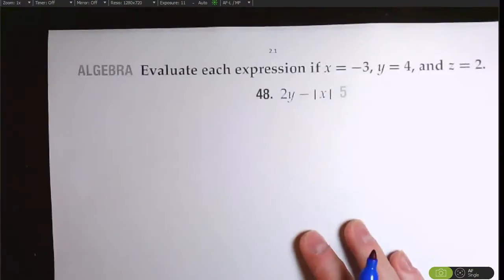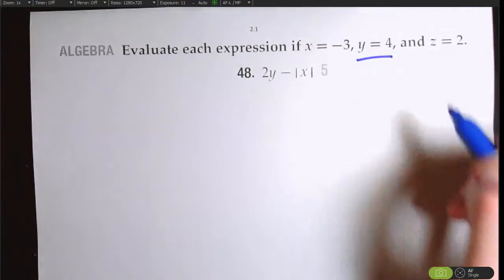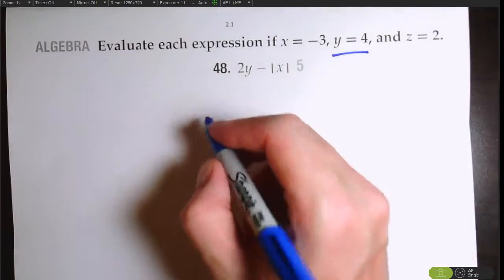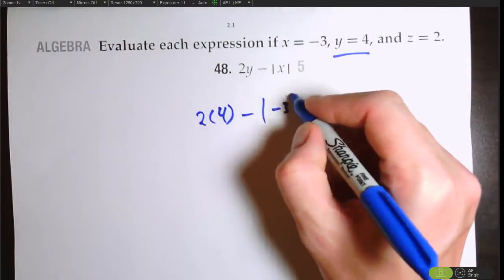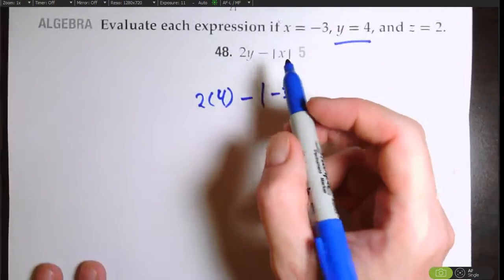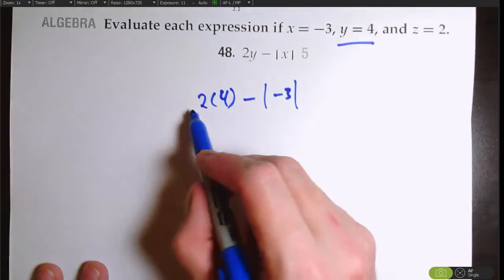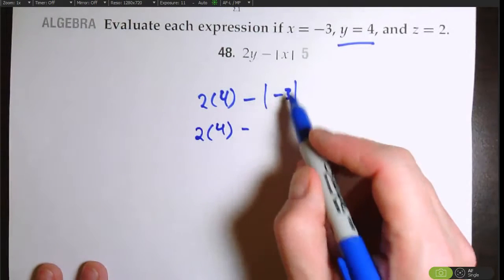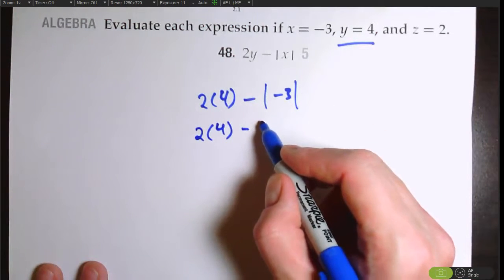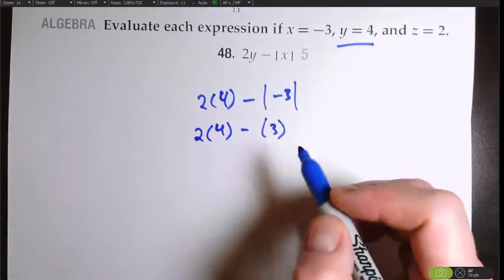And then last but not least, number 48. Evaluate the expression 2y minus the absolute value of x. Well, y is 4, so it'll be 2 times 4 minus the absolute value of x. x is negative 3. Now again, by order of operations, I have to work inside the absolute value first. So I know there's a 2 times 4 going on here, but I have to wait for that technically and do the absolute value of negative 3 first. The absolute value of negative 3 is positive 3 because that's how far negative 3 is from 0. It's 3 away from 0.